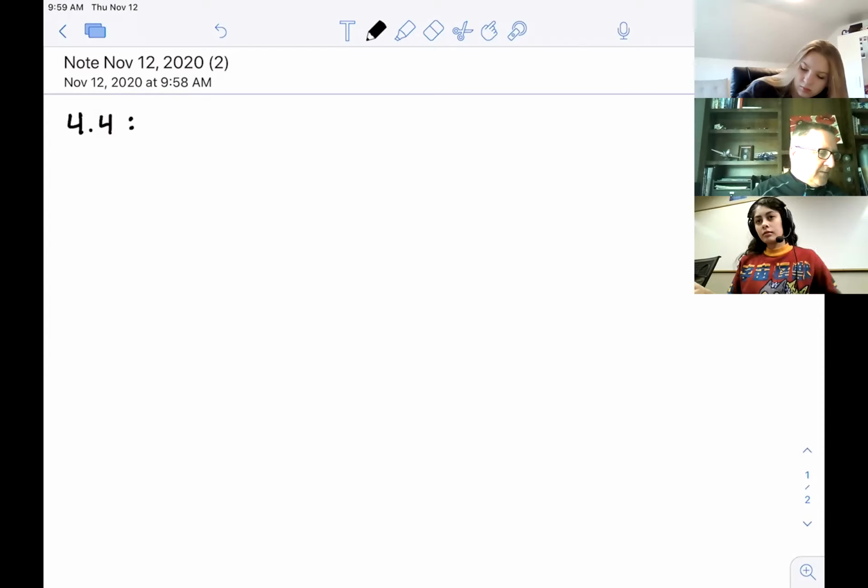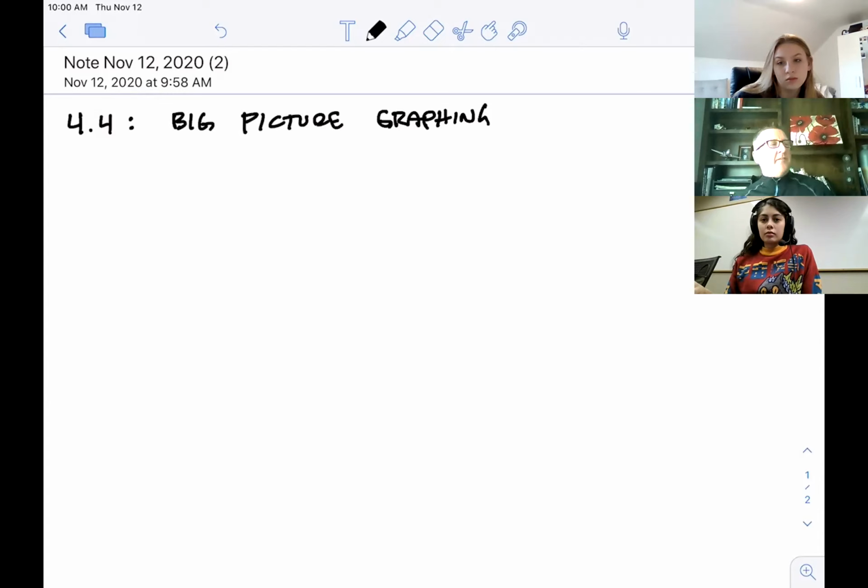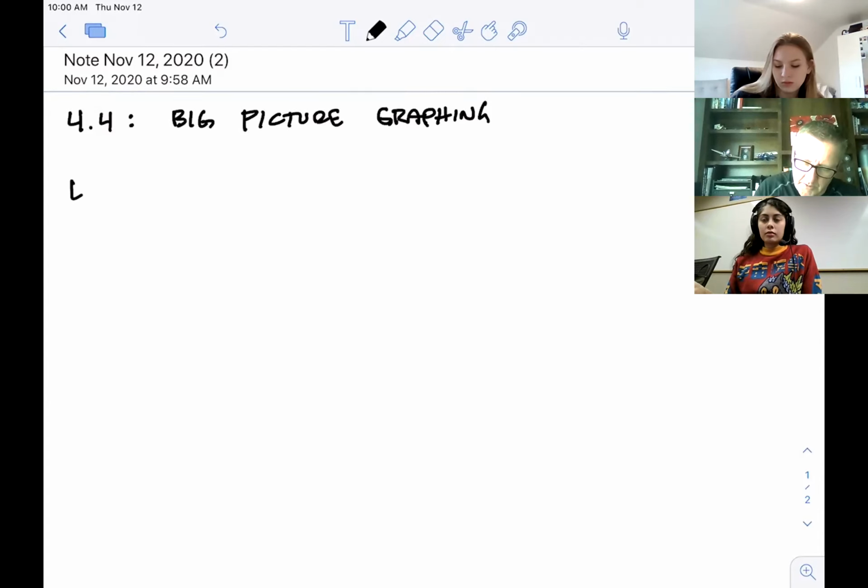What if, this is kind of a cool one. So I'll just say the big picture of how to graph a crazy function and how calculus can help you with that concept. And so let's take a look at this example.